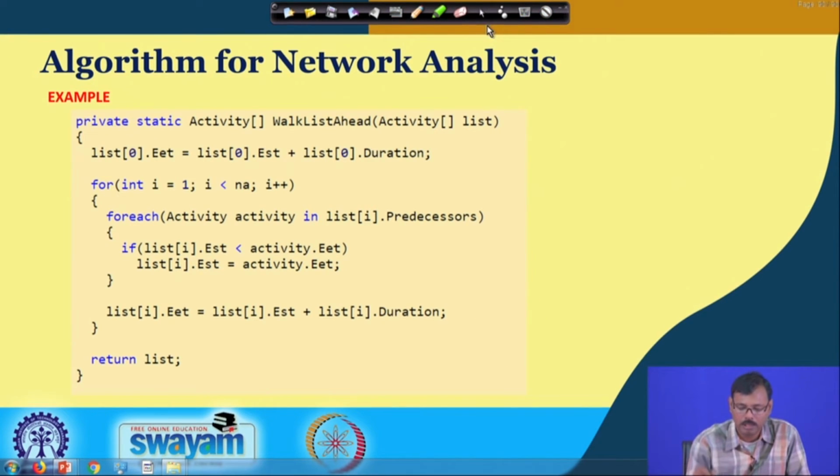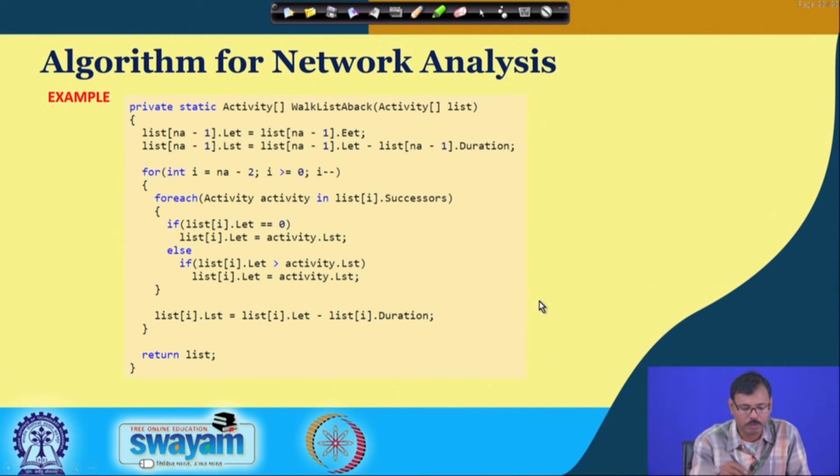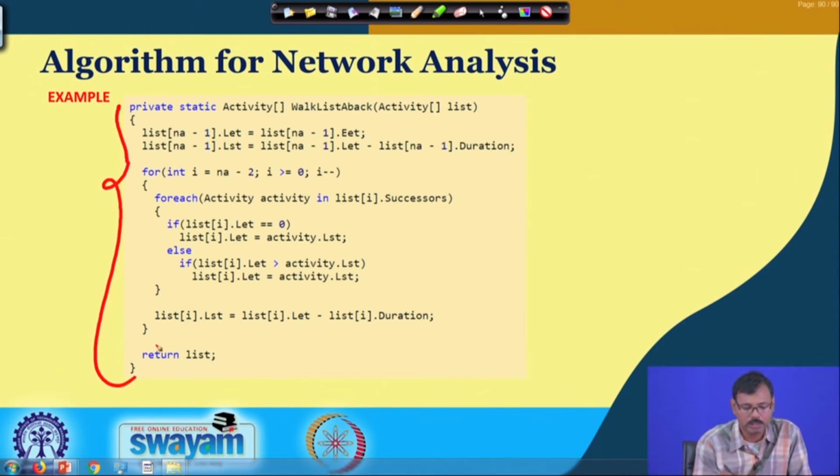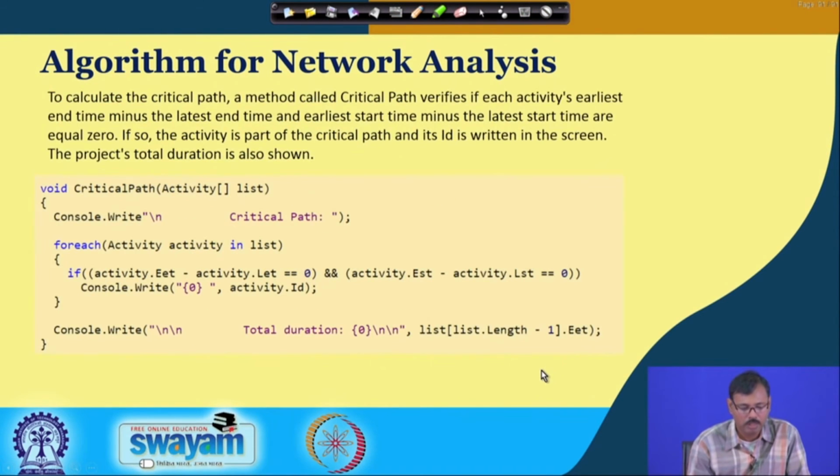Similarly, the program is made for the backward pass also. You can see this is the program for the backward pass, that is why the late ending time and late start time are being calculated. The late ending time is assigned the early ending time, then the late starting time is back calculated from the late ending time. So, this is the backward pass program for the backward pass calculation.